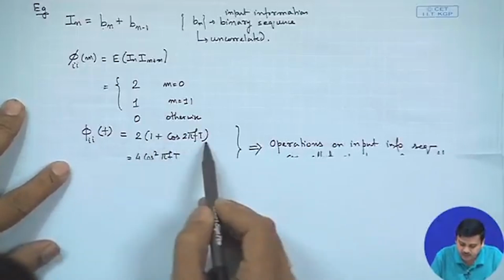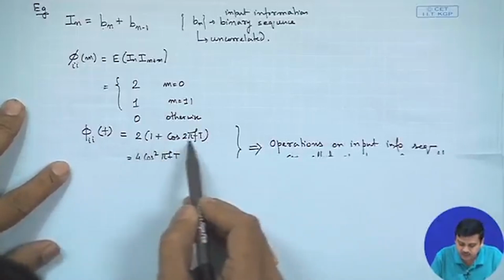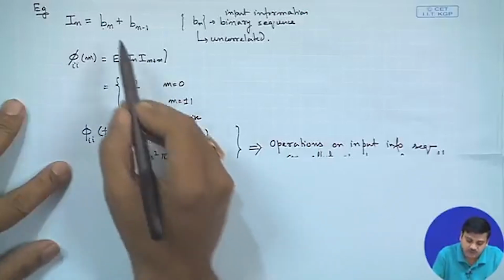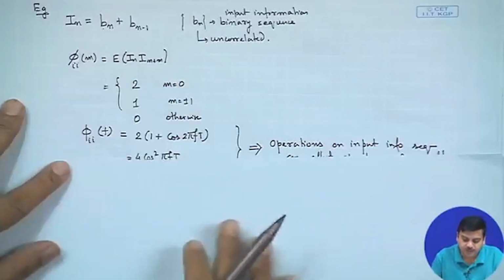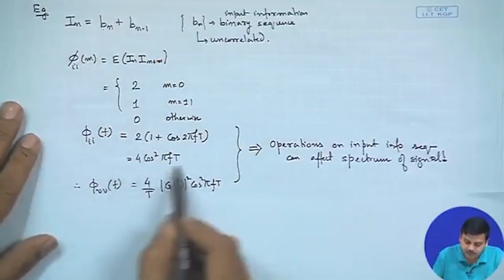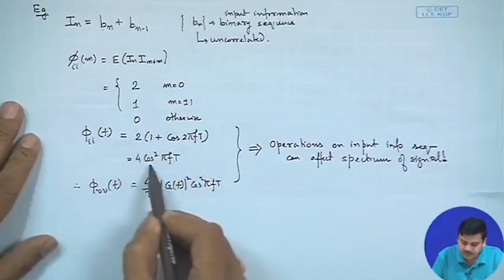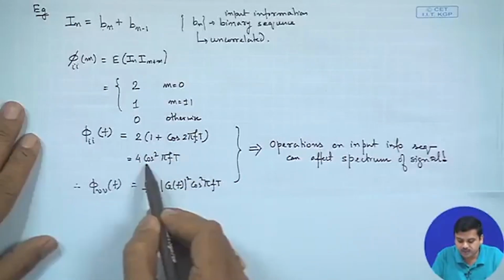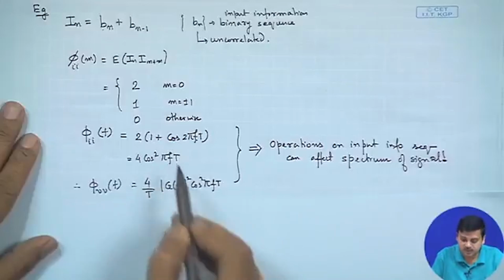So, you have a power spectral density which is 2 times (1 plus cos 2 pi f T), which is clearly different from that of the power spectral density if you had considered Bn. Therefore, you could write it as 4 cos squared pi f T, because 1 plus cos 2 theta is equal to 2 times cos squared theta.